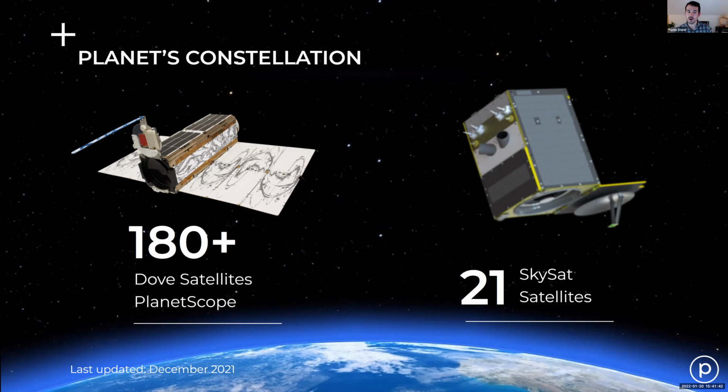But also, the new satellites are equipped with our latest generation PlanetScope sensor, which allows us to get 8 bands, whereas in the past, we were only collecting 4 bands. And I'll dig into those in just a second.